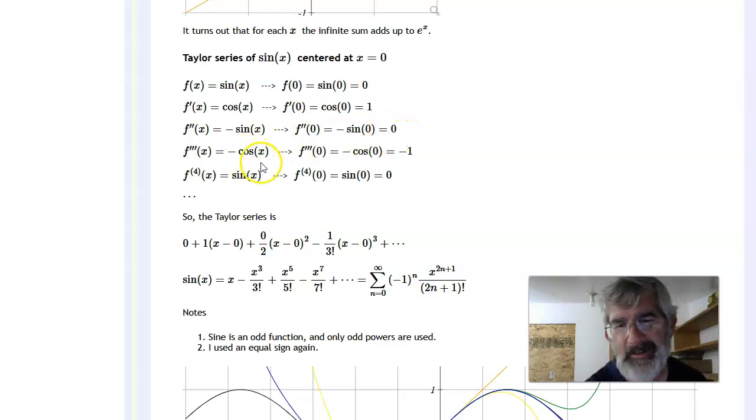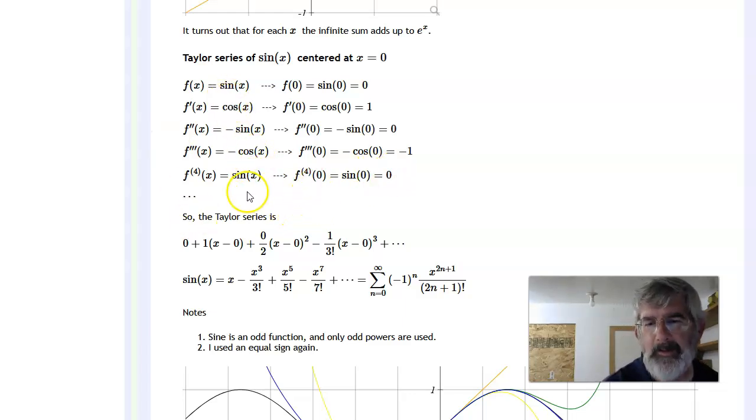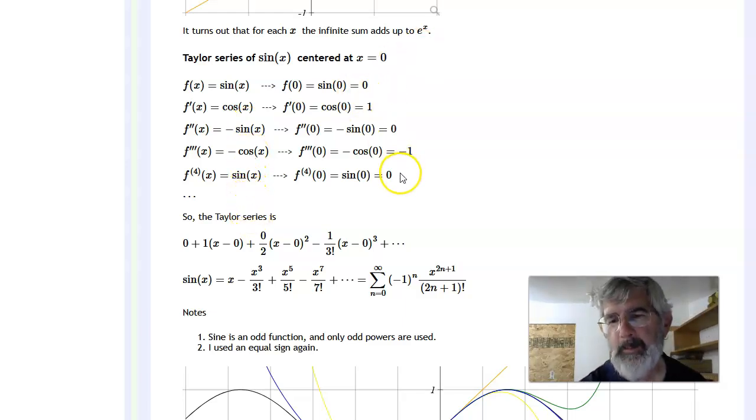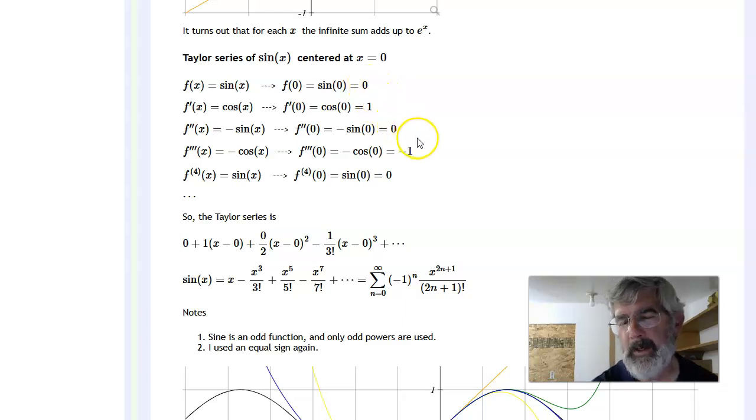And the third derivative is minus cosine x. Evaluated at 0, you get minus 1. And then the next derivative is back to sine x, which is what we started with, evaluated at 0. And so your derivatives are just going to repeat this process. Every 4, you're going to get back to where you started from. Sine, cosine, minus sine, minus cosine, and when you plug the zeros in, you get 0, 1, 0, minus 1, 0, 1, 0, minus 1, and so on.